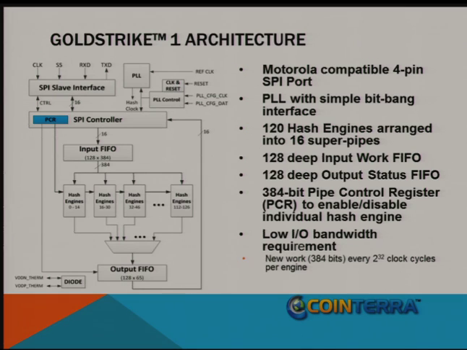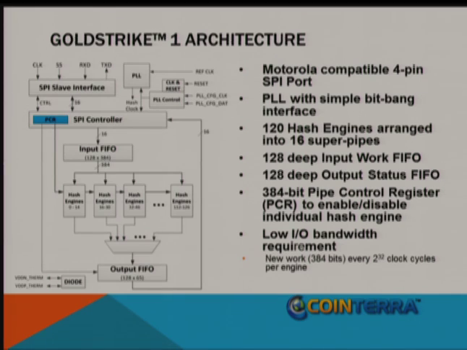Because our input rate is so low, we can afford to use a slow speed 4-pin SPI port to transfer data to the ASIC, to our Goldstrike chip. There is a 128 entry deep and 384 bits wide input FIFO, and a 65 bits wide 128 entry output FIFO.